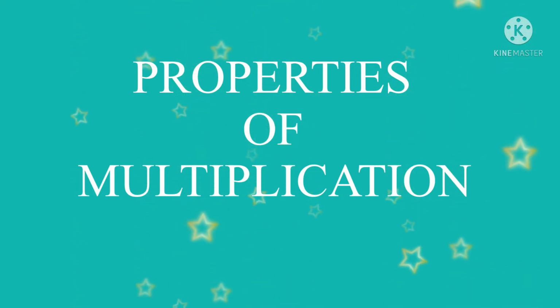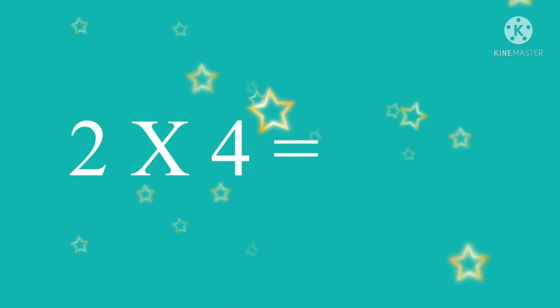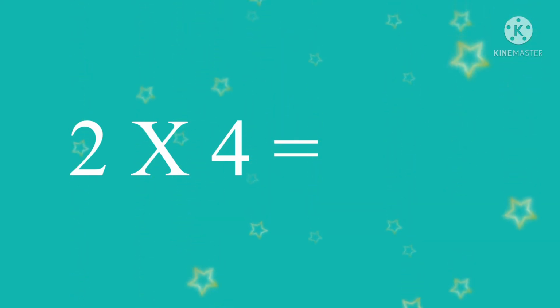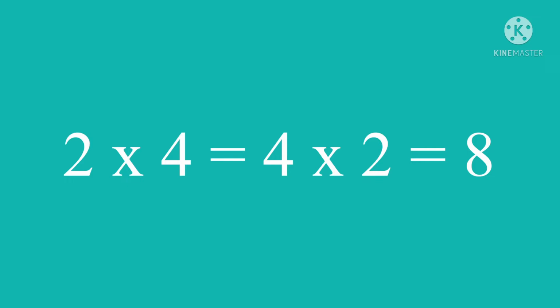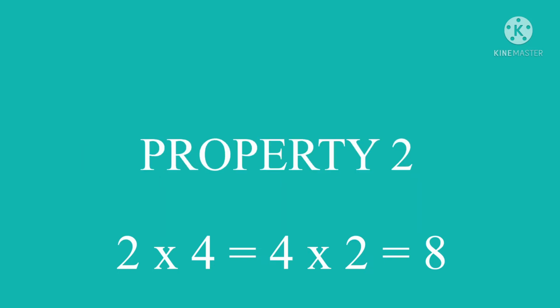Properties of multiplication. So, first property. For example, let us multiply 2 into 4. What is 2 into 4? Yes, that is equal to 8. Now let us see what is 4 into 2. Yes, 4 into 2 is also equal to 8. So we can say that the product of 2 into 4 and 4 into 2 are same and that is equal to 8. So we can say that the first property is two numbers can be multiplied in any order and the product remains the same.